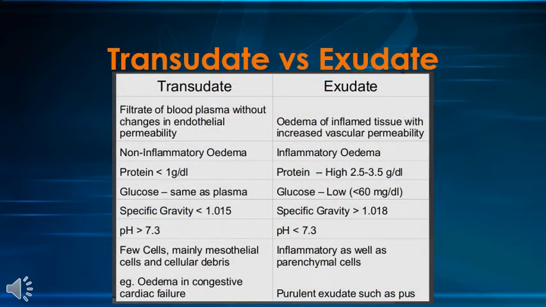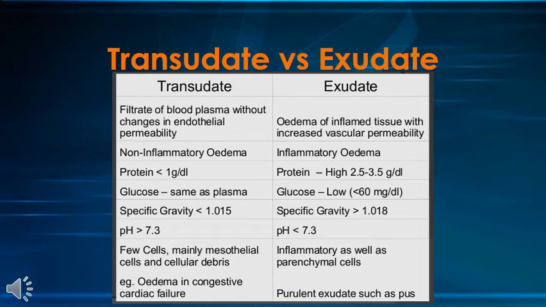Another important thing actually about the fluid of edema. Accumulated fluid can be of two types, transudate or exudate. Transudate: which fluid will be a transudate? If the accumulated fluid is a filtrate of blood plasma without change in endothelial permeability. Okay, I'm going to discuss.